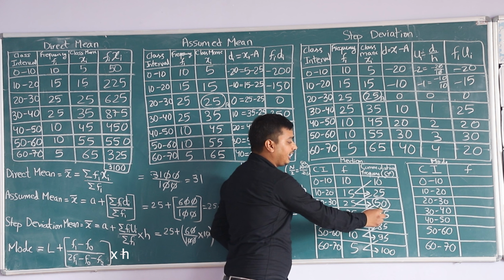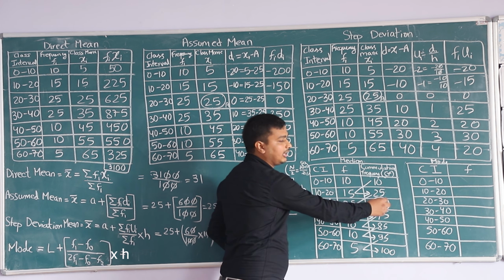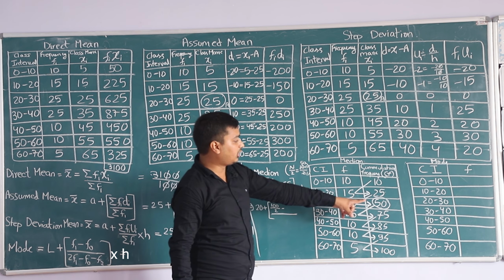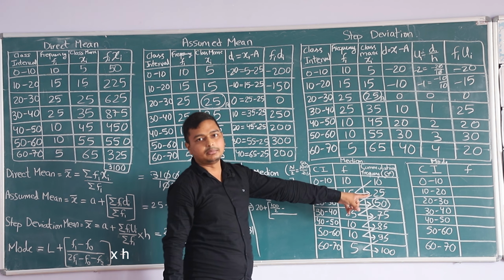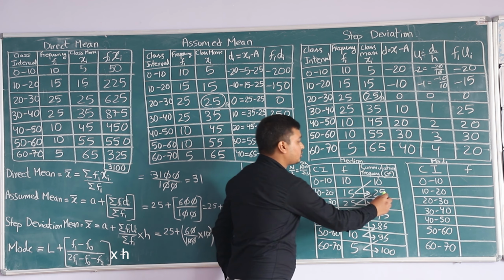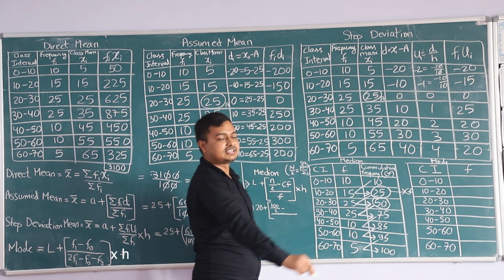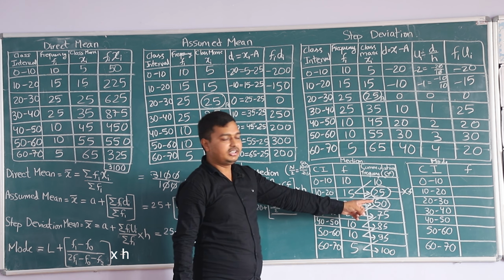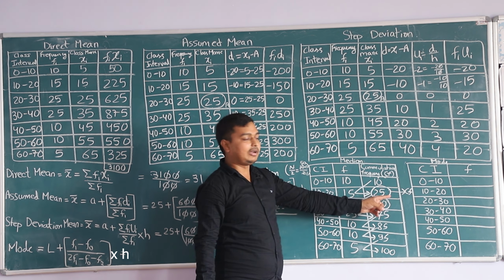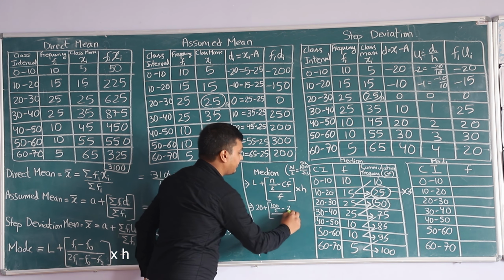Always remember where I got the middle value, just above the number I will check. Here I got the 50, just above the number. What is the number? 25. Now 25 is my CF. 25 is going to be my CF. When I divided, I got 50, and just above the number is 25. So 25 I will write as the CF.